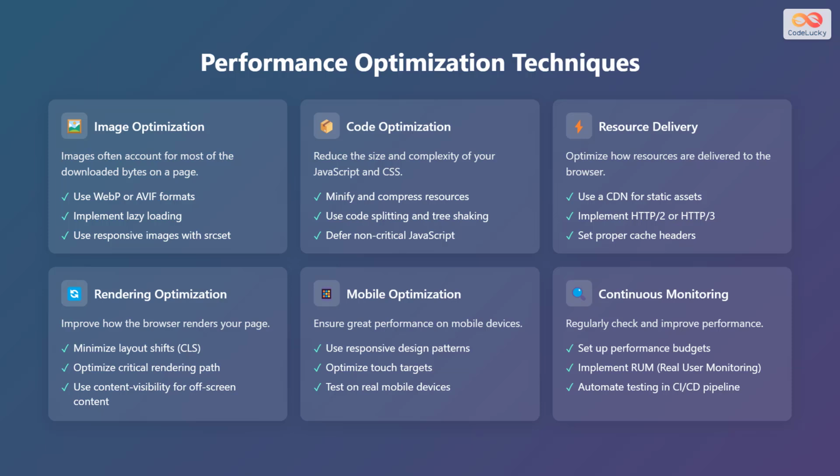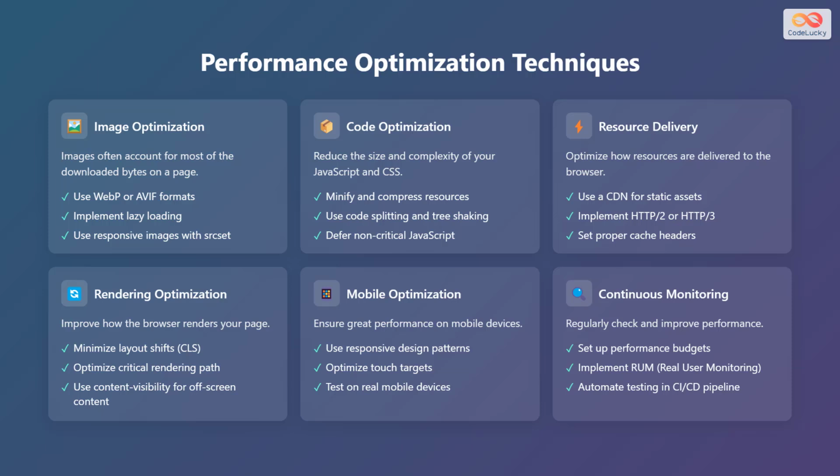Third, resource delivery. Optimize how resources are delivered to the browser. Use a content delivery network for static assets, implement Hypertext Transfer Protocol version 2 or Hypertext Transfer Protocol version 3, and set proper cache headers. Fourth, rendering optimization. Improve how the browser renders your page. Minimize layout shifts, cumulative layout shift, optimize critical rendering path, and use content visibility for off-screen content.